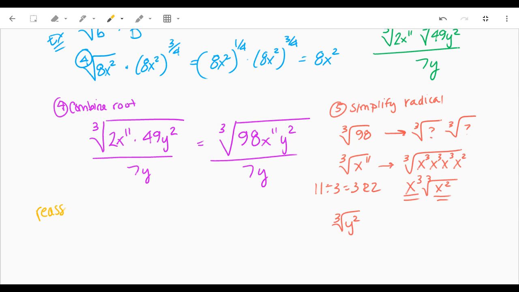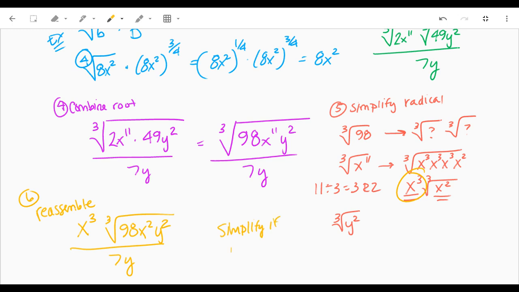And then we're just going to put everything back together, reassemble. So all we got out of there was an x cubed. And then we're going to leave in there the cube root of 98 x squared y squared over 7y. And then we would simplify if possible. And it's not.